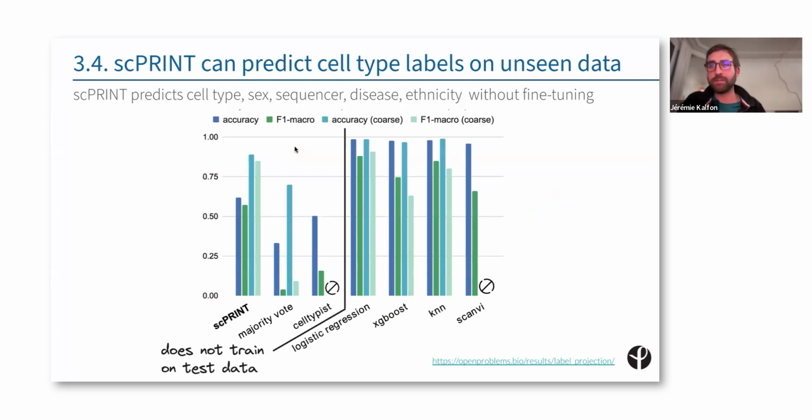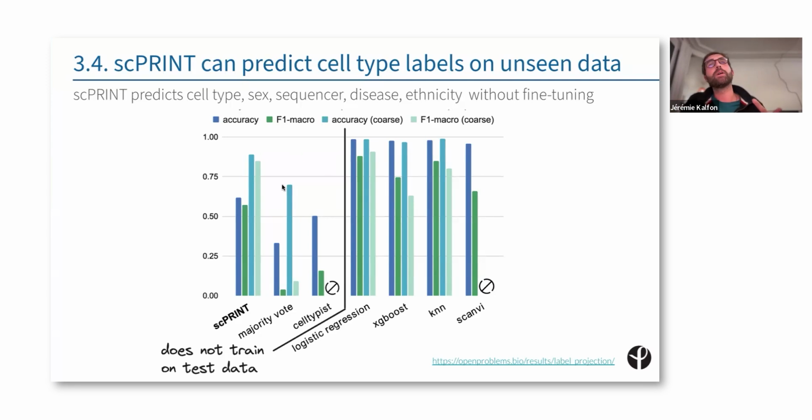But that makes a lot of sense, because here scPRINT does not train on these test datasets. And what happens is that logistic regression and XGBoost only predict over like 10 or 12 labels. Here it's 12 labels actually, of these pancreas datasets. scPRINT makes a prediction over 300 possible cell labels. So it predicts over every possible cell type. So it's again completely unfair to compare those two.